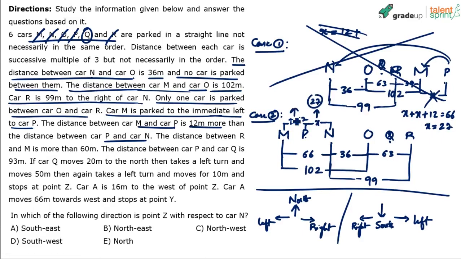If this is 27, how much will this be? 27 plus 12, 39. And it satisfies, right? 39 and 27 add up to 66. So that part is also done, right?